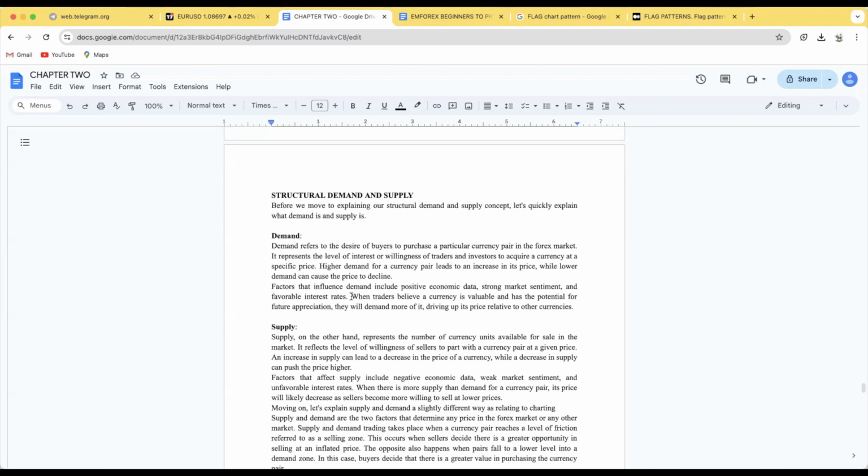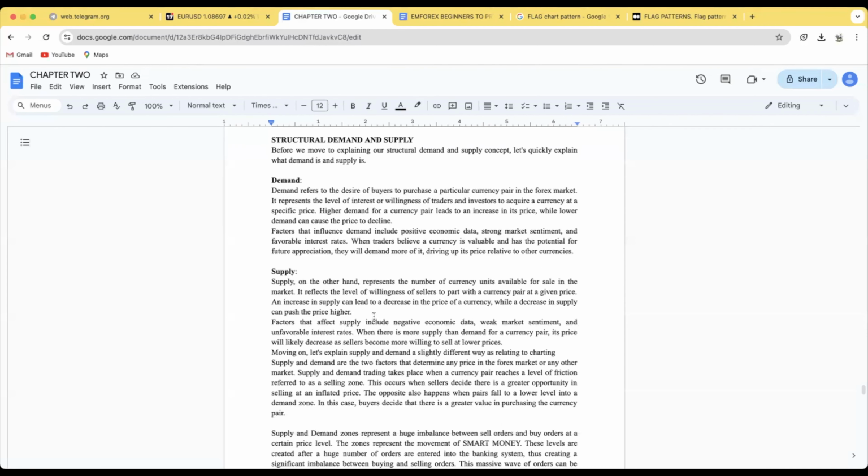Factors that influence demand include positive economic data, strong market sentiment, and favorable interest rates, which we explained yesterday. When traders believe a currency is valuable and has potential for future appreciation, they will demand more of it, driving up its price relative to other currencies. Supply, on the other hand, represents the number of currency units available for sale in the market.